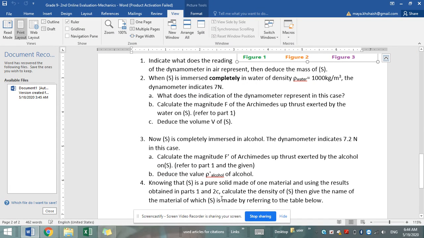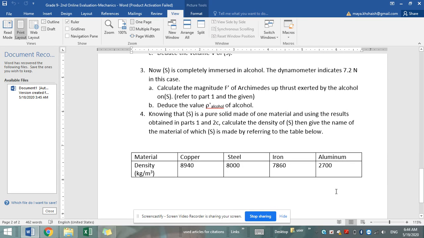Then finally they say, give the name of the material of which S is made by referring to the table below. So we are given the following table, the density of different metals, which are copper, steel, iron, and aluminum. According to the value obtained in part 4, which is 8,000 kilograms per meter cube, we can conclude that this solid S is made up of pure steel.